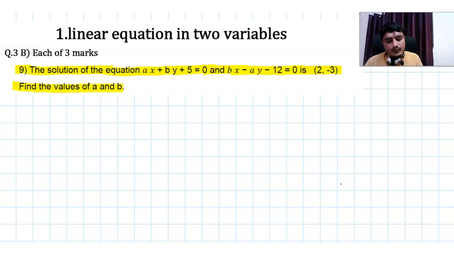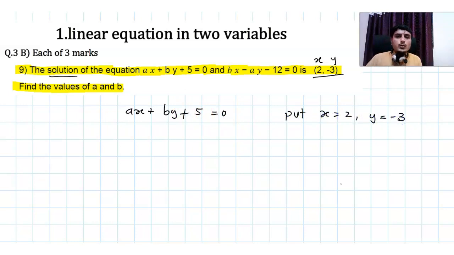Now look carefully. Since (2, -3) is the solution of the given linear equations in two variables, the point (2, -3) should satisfy both equations simultaneously. That means we can replace x by 2 and y by -3 in both equations. So I am writing at the start, equation 1 is of the form ax + by + 5 = 0. Let us put x = 2 and y = -3, because (2, -3) is the solution, so it should satisfy the equation.